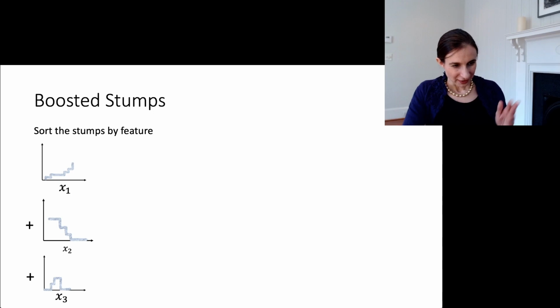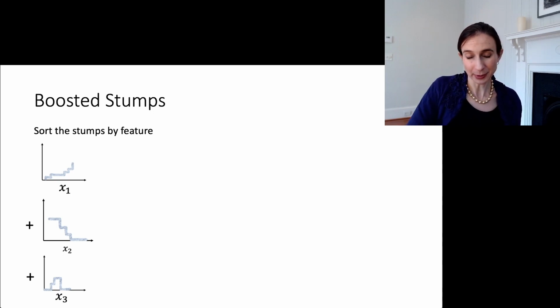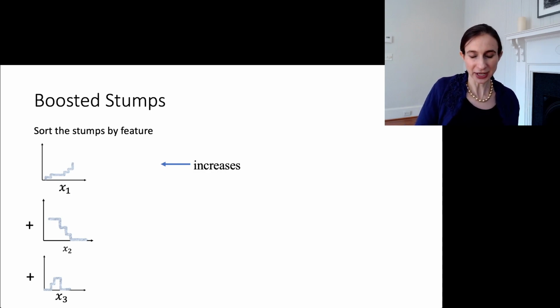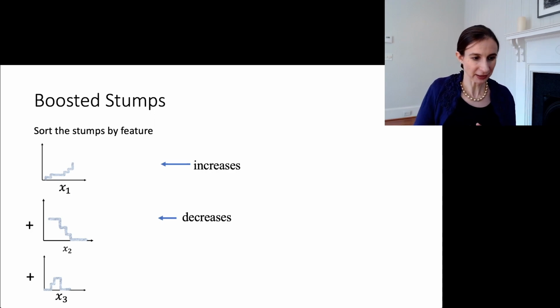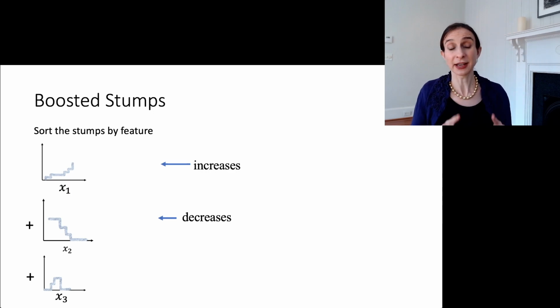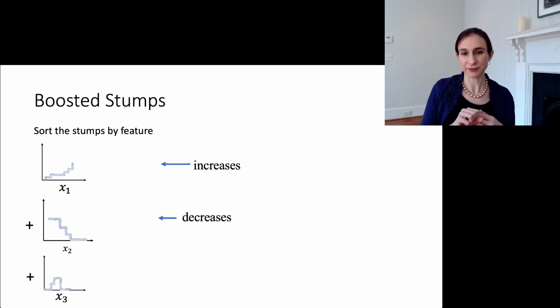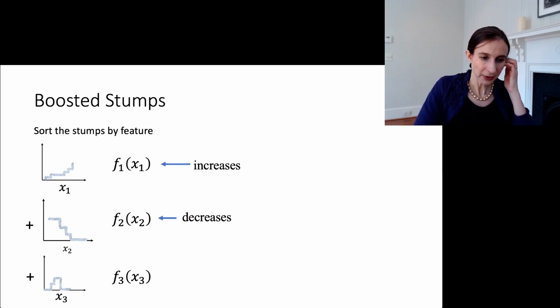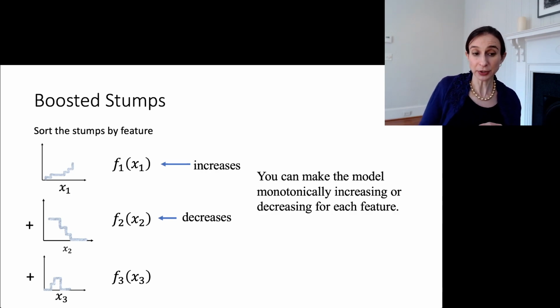Now, the particular functions I've constructed happen to have some desirable properties, and I want to talk to you about them. This function f1 is monotonically increasing in x1, whereas this one's monotonically decreasing in x2. You can do that by design if you want to. If you actually want a function that's forced to monotonically increase or decrease along the variable, you can force that to happen by limiting the set of weak classifiers that AdaBoost is allowed to choose. So you can make the model monotonically increasing or decreasing for each feature.